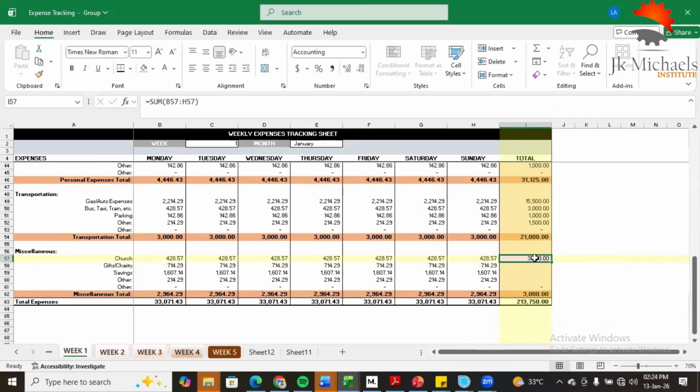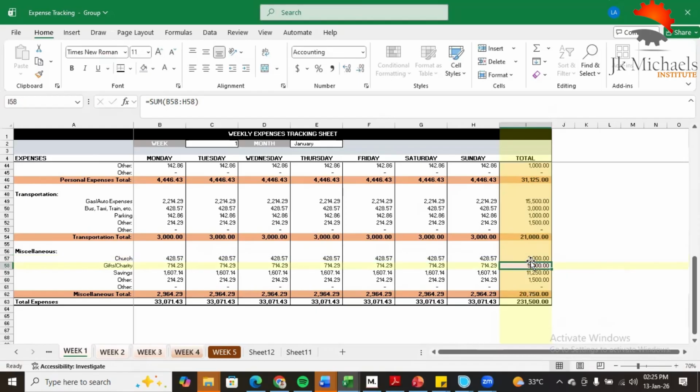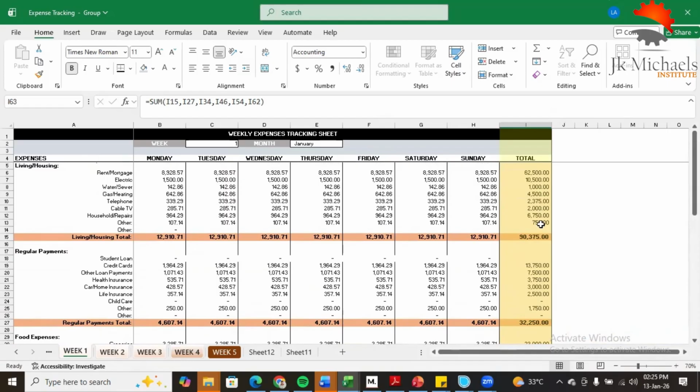Now, when we pull this down, our miscellaneous totals, okay, 20,750. And you can see our total expenses for the whole month of January comes down to 27,231,000, right, per week? Now, just to make this simple, this is our total for week 1, right?